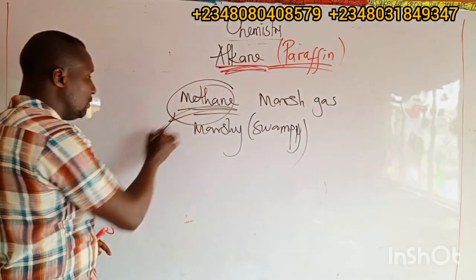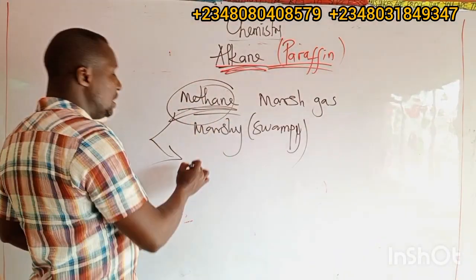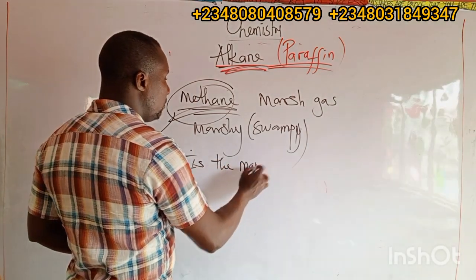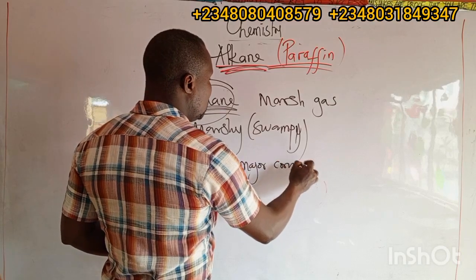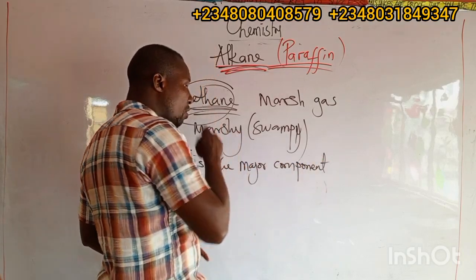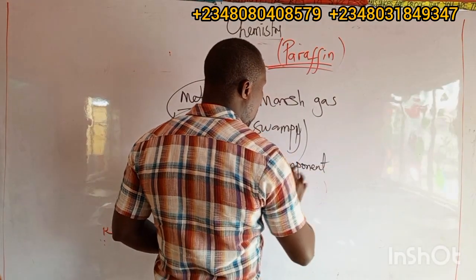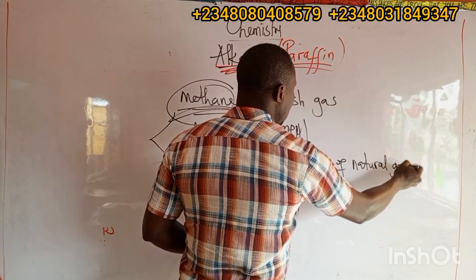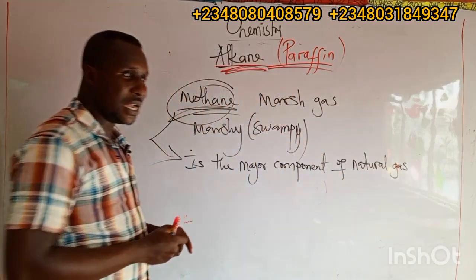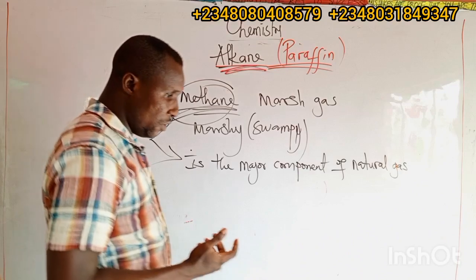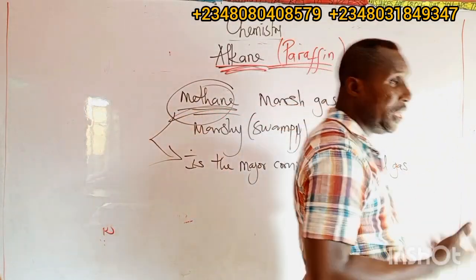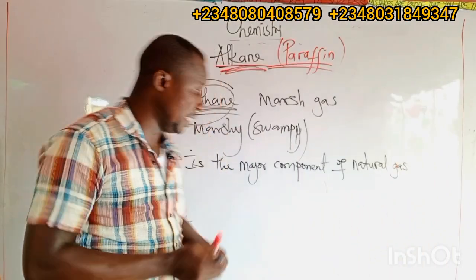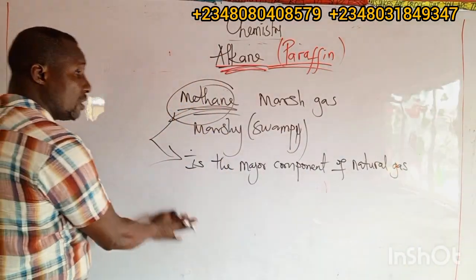And this methane, which is the first member of alkane, is the major component of natural gas. This question has come out before. If they ask you which of the following alkanes is the major component of natural gas, the answer to that question is methane, the major component of natural gas.